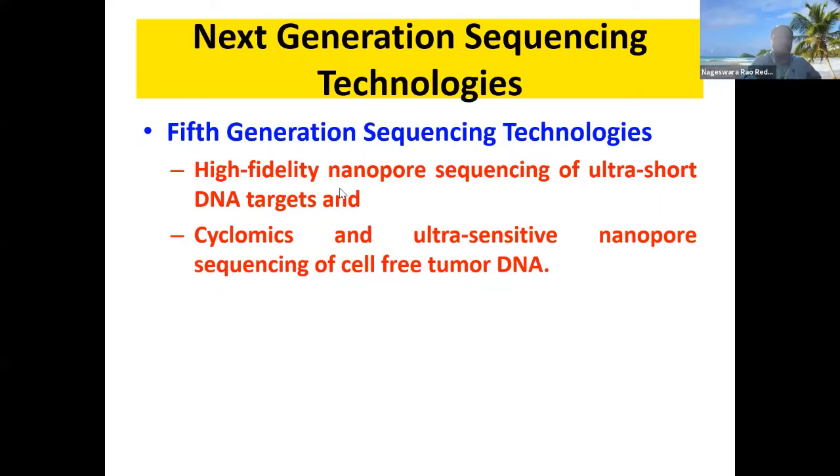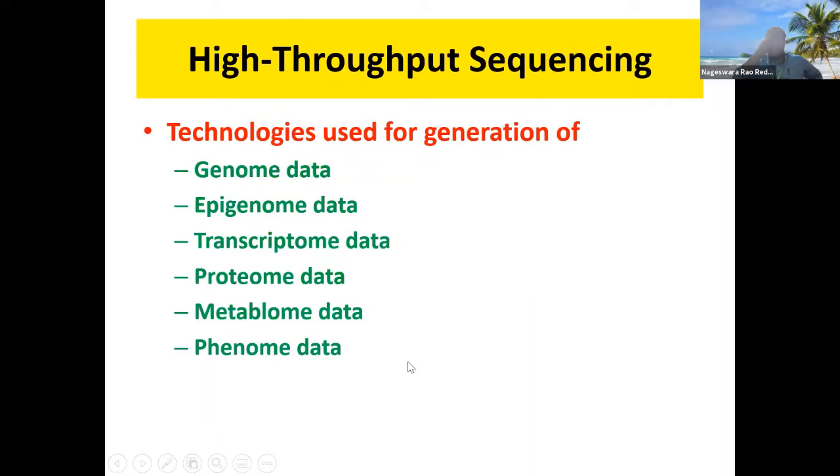So, assuming that you have no doubts, we'll move on to the next aspect of genomics, what we have learned. After next generation sequencing technologies, what we have learned is high throughput sequencing, and how genome sequencing strategies and next generation technologies help in generating large amounts of genome data, epigenome data, transcriptome data, proteome data, metabolome data, and phenome data.